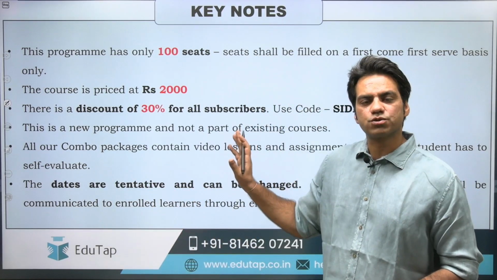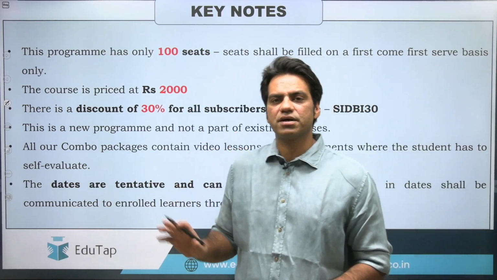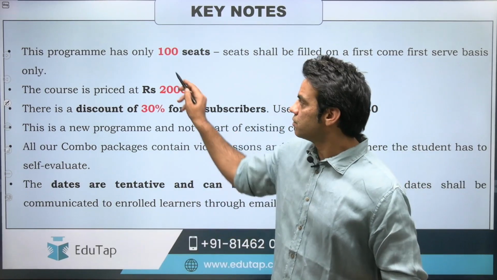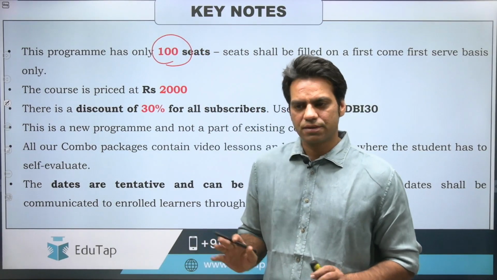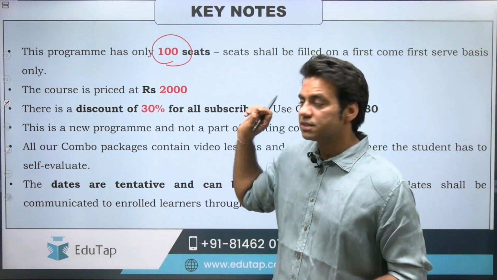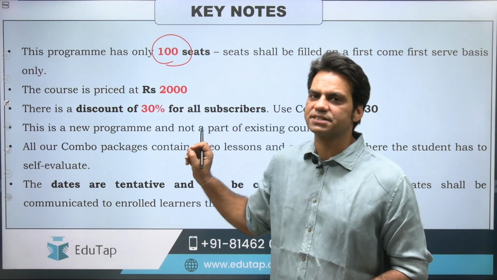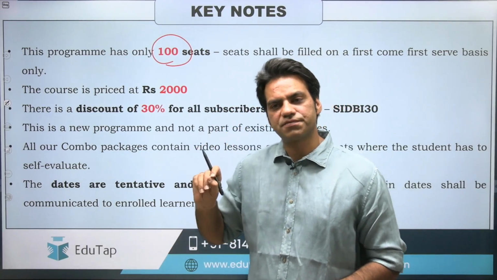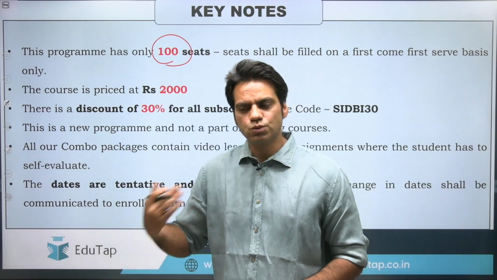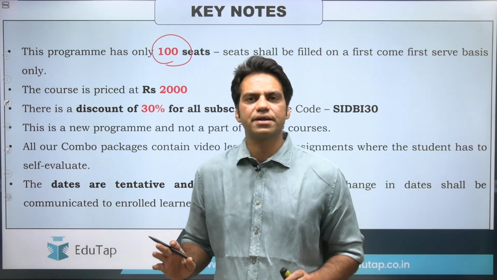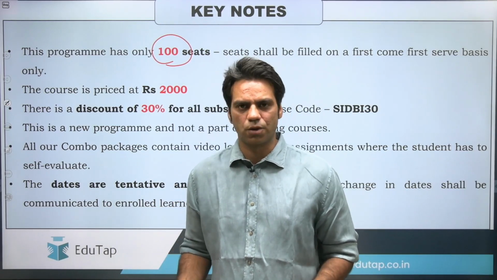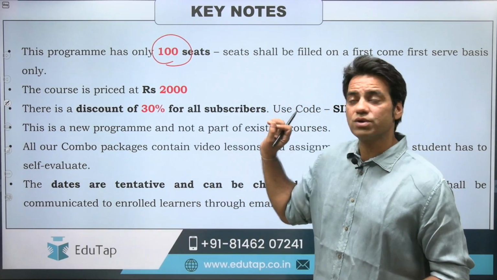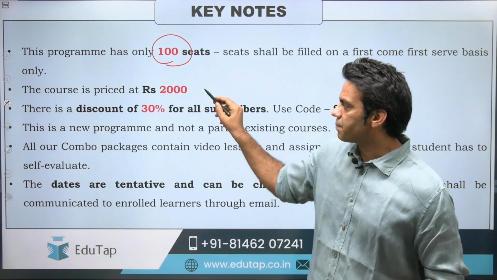So some key points to remember, guys. Now we do not have unlimited seats in this batch. So we can only afford or we can only evaluate this many copies within the stipulated time. So this program has only 100 seats. So this will be a first come first serve basis batch. So whosoever enrolls in time will be there, and whosoever could not, right, we will not be able to evaluate your copies after that.